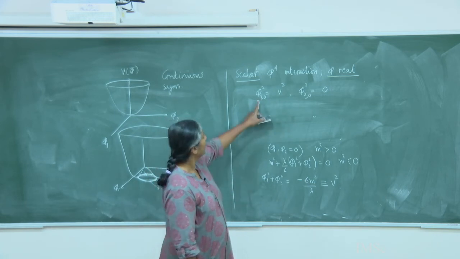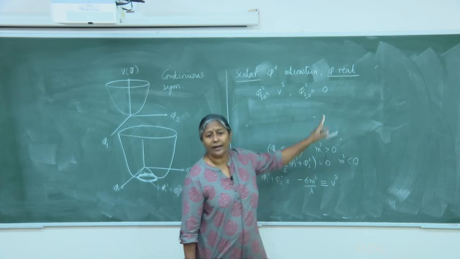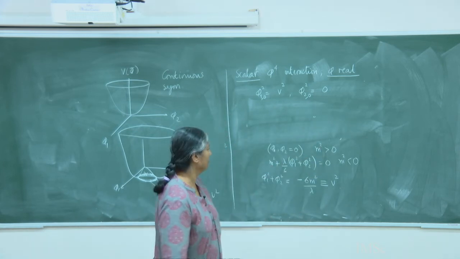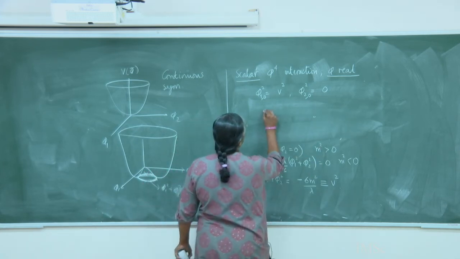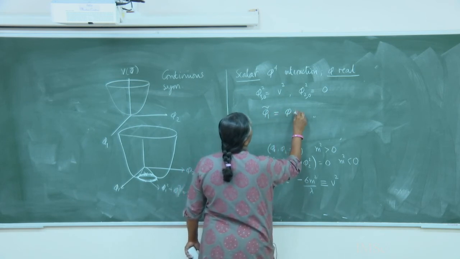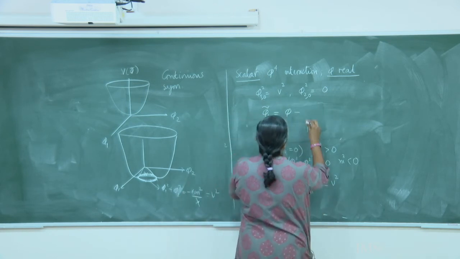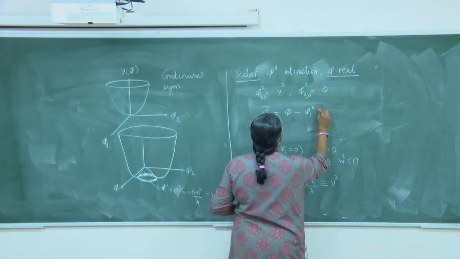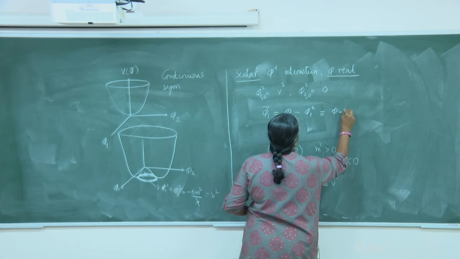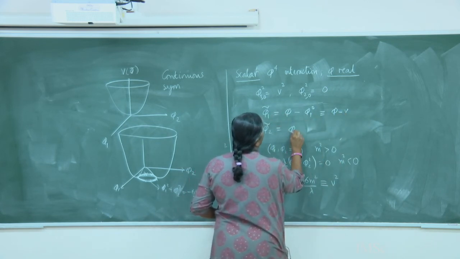So I am going to take phi 1 to have the non-zero vacuum expectation value and phi 2 to have the zero vacuum expectation value, which means that I will write that phi 1 tilde is phi 1 minus phi 1 zero, which I will call v. Let me write maybe, and phi 2 tilde is equal to phi 2.